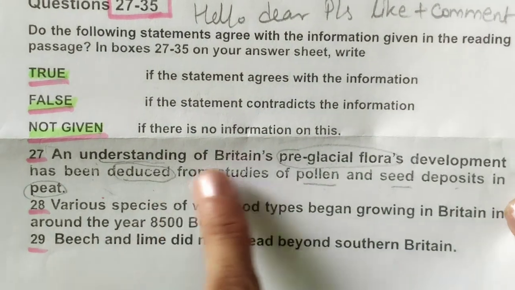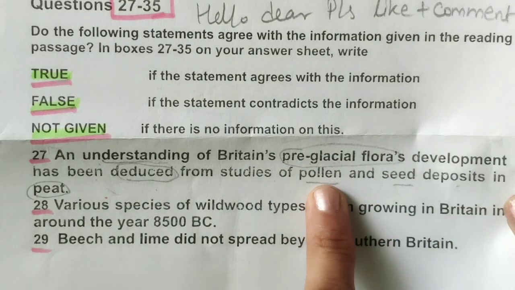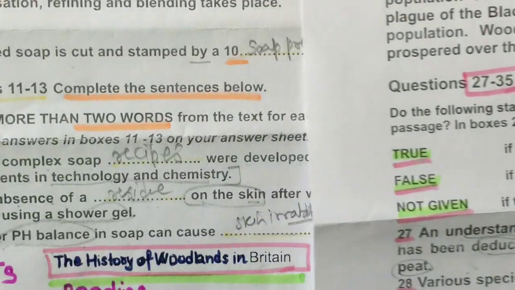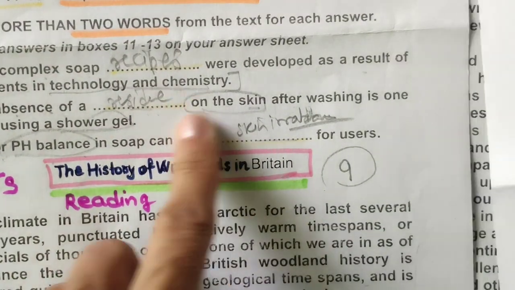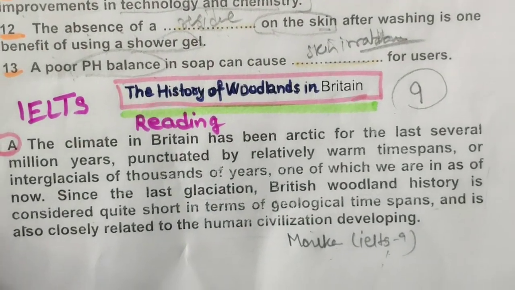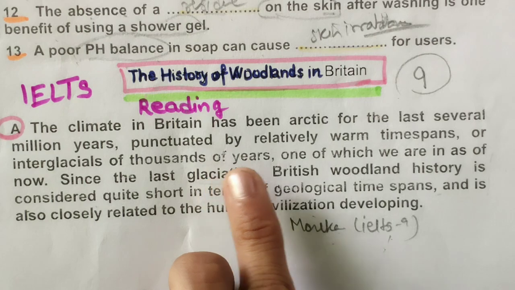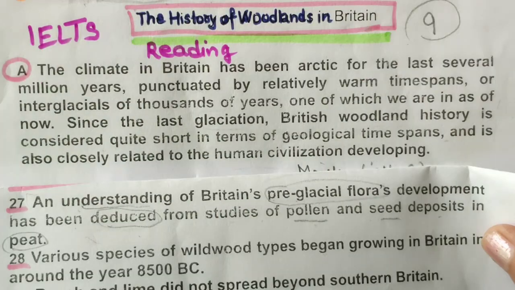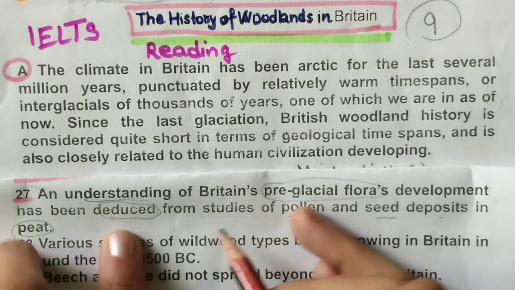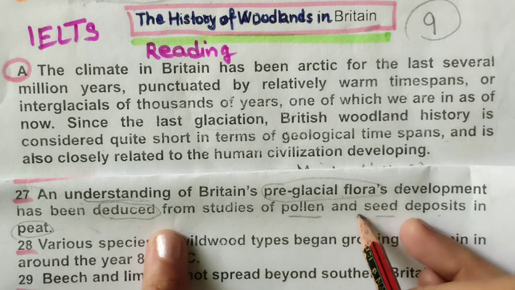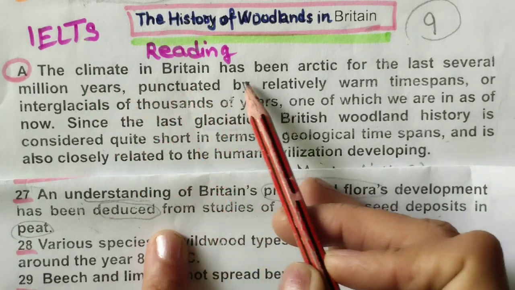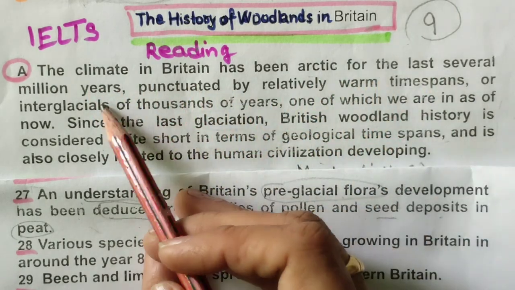Okay, let's move to pre-glacial flora, pollen, seed. These are our important keywords. This reading we have already done, and you will not need any PDF. I will show you the paragraph also along with the questions. So let's start finding pre-glacial and pollen and seed. I will not read anything, I will just scan the paragraph.